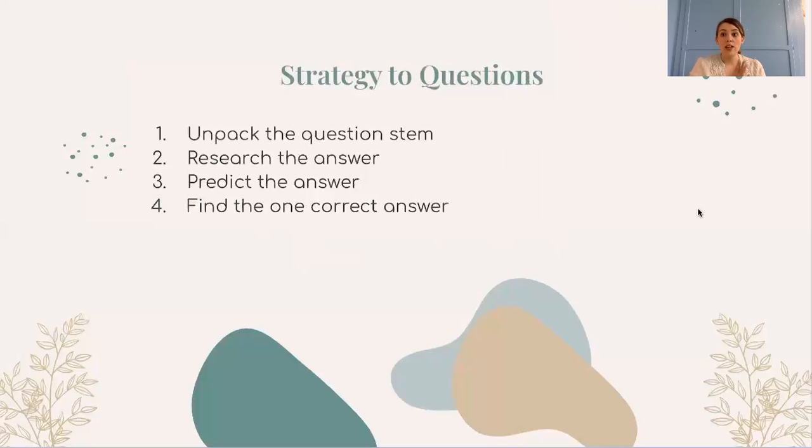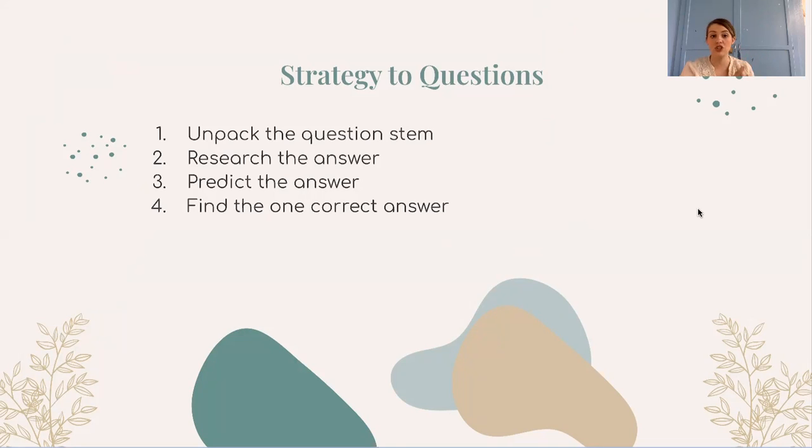So when you get to the actual question part, that's when you start going through the second strategy. First, you're going to unpack the question stem. This is where you identify the type of question that's being asked. Then you're going to research the answer. You're going to go back into the passage and find whatever section it's talking about, reading the bit above and the bit below, and looking at the question within the context of the passage.